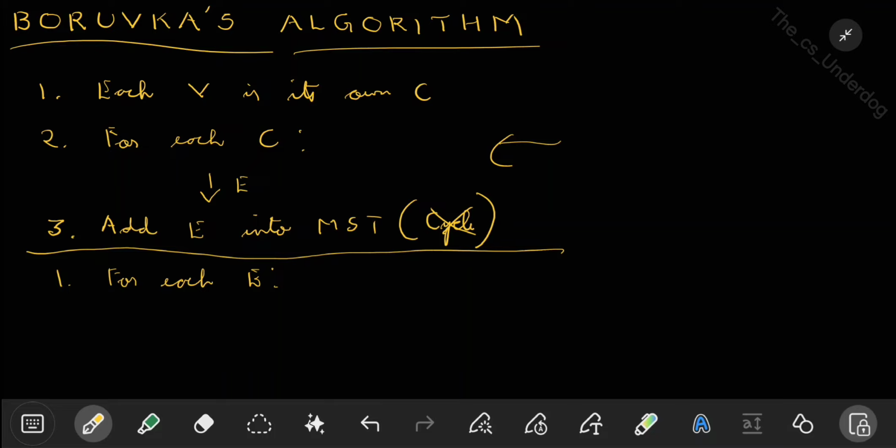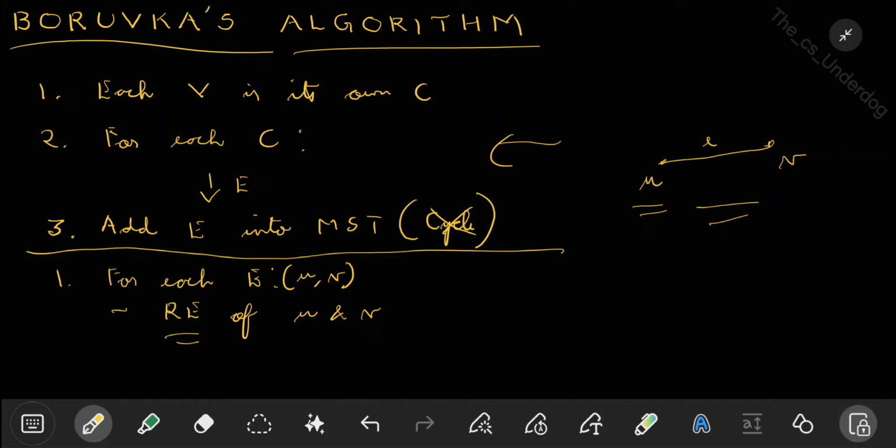what will you do? You will find the root or the representative element of the component containing U and V. What are U and V here? Your edge is from U to V. Let us say U and V are two vertices. Then your edge E is going from vertex U to vertex V. If this is the case, then you will find the representative element of U in the disjoint set data structure, and then you will find the representative element of V in the disjoint set data structure.